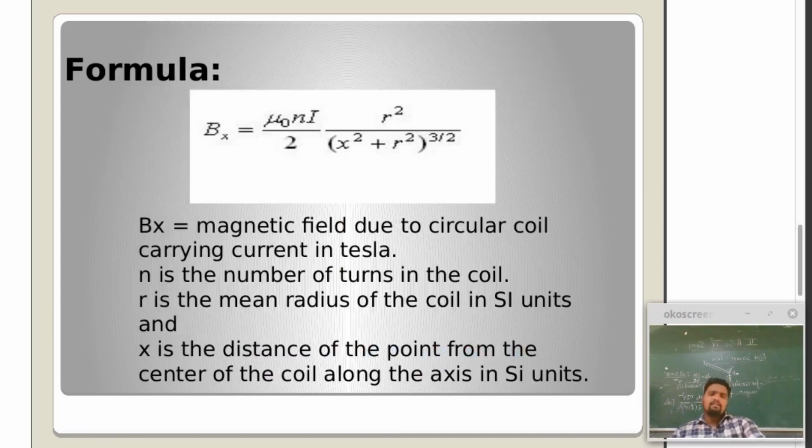The formula is Bx equals mu naught N i r square, whole divided by 2 into (x square plus r square) whole power of 3 by 2. This formula can be obtained by using Biot-Savart's law for a circular coil carrying current. Here Bx is the magnetic field due to the circular coil carrying current at a given point x. N is the number of turns in the coil, r is the mean radius of the coil in SI units, and x is the distance of a point from the center of the coil along the axis in SI units.